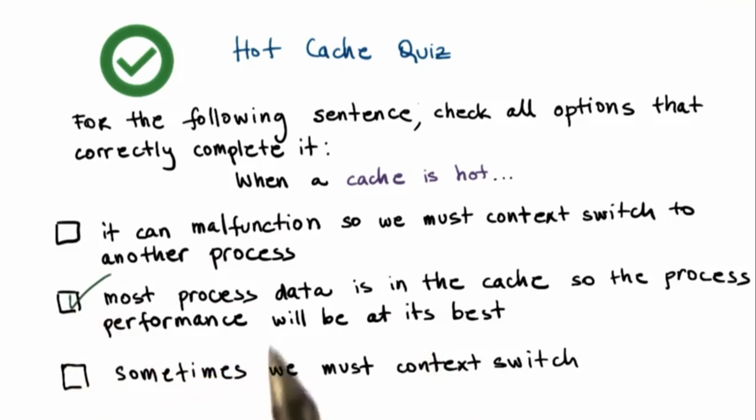The second option is actually the most correct one. If data is present in the cache, it will be accessed much faster than if data is accessed from memory. So executing with a hot cache actually corresponds to the state when the process performance is at its best. And unfortunately, 3 is correct as well. Although a hot cache means best performance, sometimes we must context switch even though the process cache is hot. And that's because there is another process that maybe has higher priority that needs to execute, or maybe we have a policy where we have to time share the CPU between two processes, and P1's time has expired, so we have to context switch and give the CPU to P2.